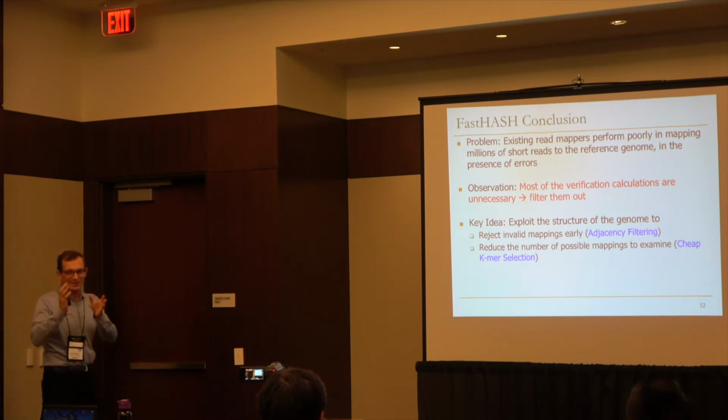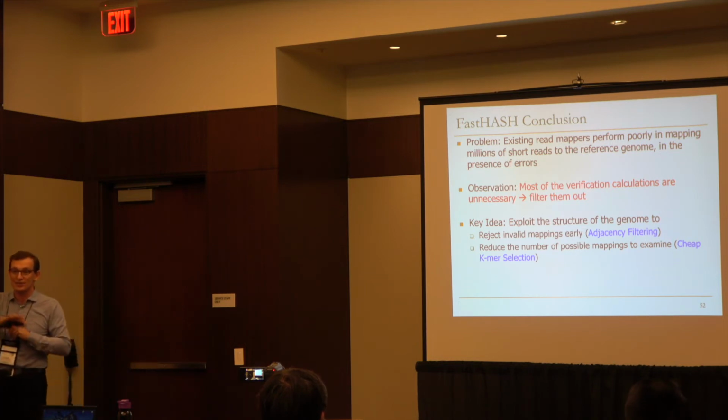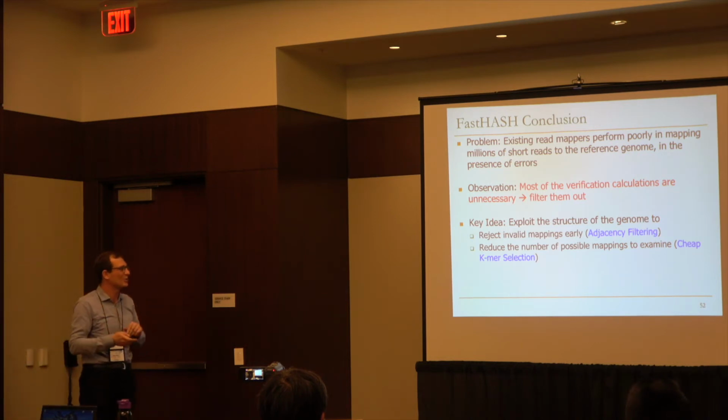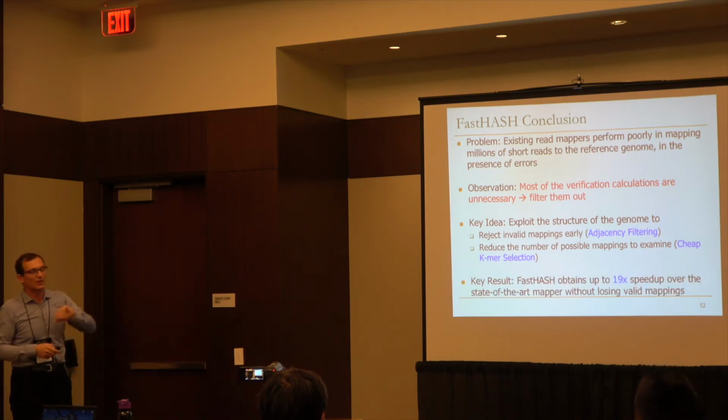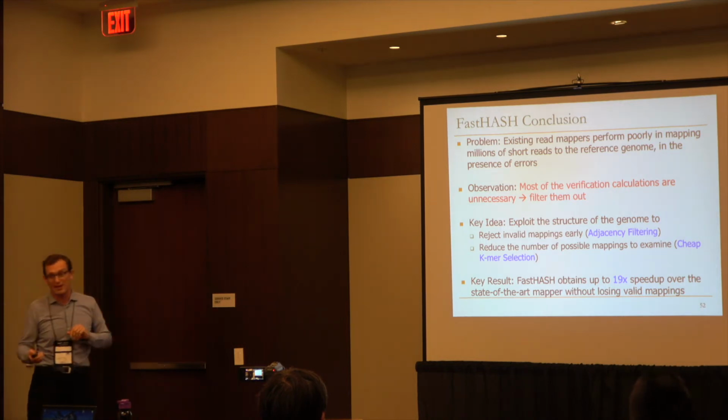And the key takeaway over here is to exploit the structure of the human genome, and that's enabled by indexing the human genome with pre-processing. I say human genome, but it's really any genome. So as a result, you can obtain about 19x speed up over the state-of-the-art mapper without losing valid mappings.